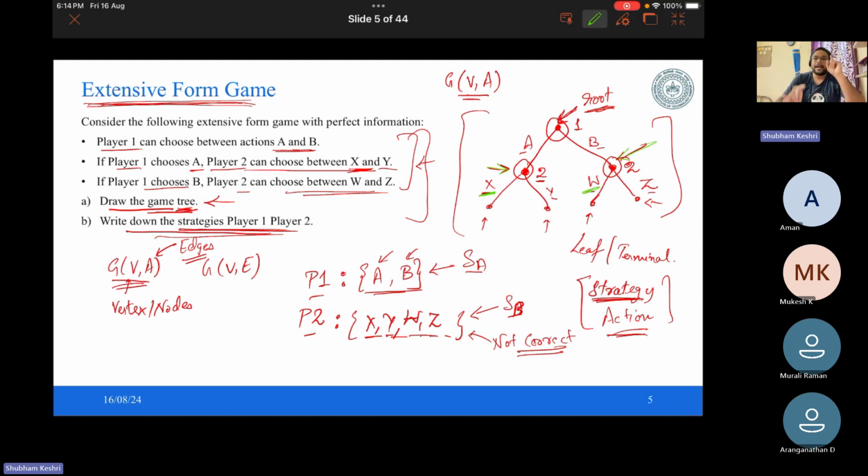So you see, I have not specified 4 actions. I have only specified this combination X, W. So this is my strategy for this game. If I ask someone to go on behalf of me, I would ask him to play XW. That is one strategy, and so on. So you can say either XW or XZ, YW or YZ. So these will be the strategies of player 2 and not XYWZ.